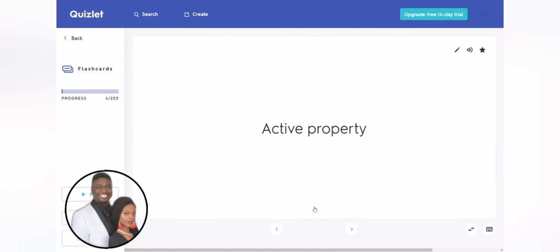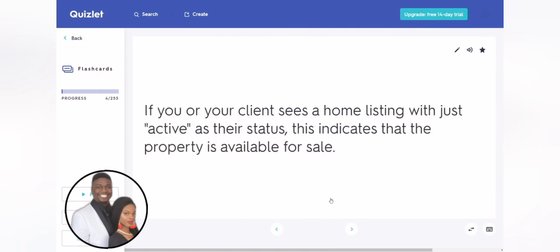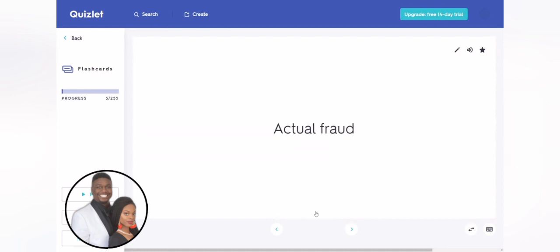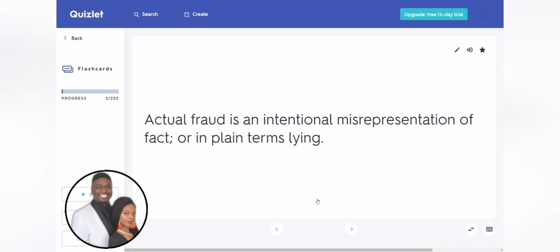Active property. If you or your client sees a home listing with just active as their status, this indicates that the property is available for sale. Actual fraud. Actual fraud is an intentional misrepresentation of fact or just plain lying.